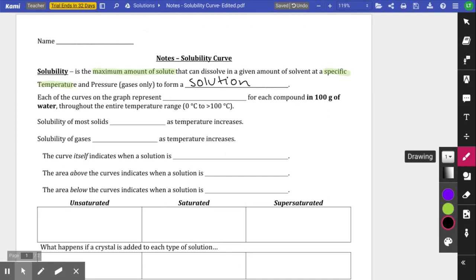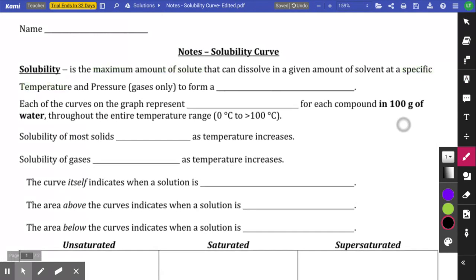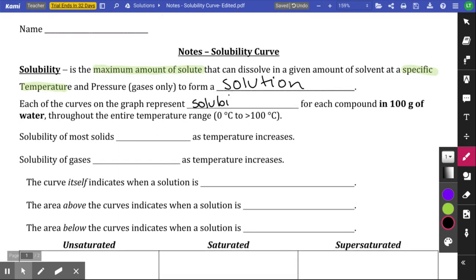So what is this telling us? You saw there were a lot of curves on the graph. Each curve represents the solubility for each compound in 100 grams of water. So it tells me basically how much of that substance I can dissolve in 100 grams of water at that temperature. How much can I dissolve?